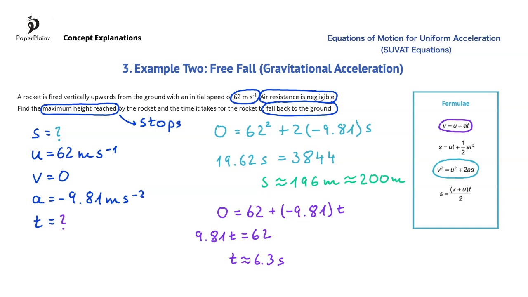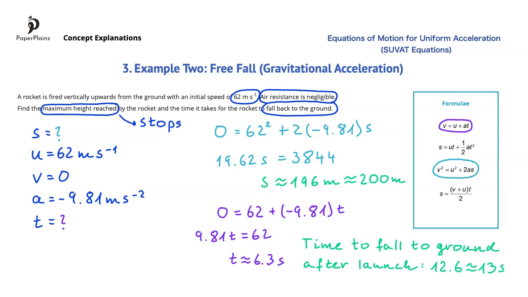This is the time it takes for the rocket to reach its maximum height, but we are looking for the time it takes for the rocket to fall back to the ground. Since the motion is symmetric, the rocket takes the same amount of time to go up and to come down. So to get the total time that the rocket spends in the air, we have to multiply 6.3 seconds by 2. So the time taken by the rocket to fall to the ground after it has been launched is 12.6, or approximately 13 seconds.